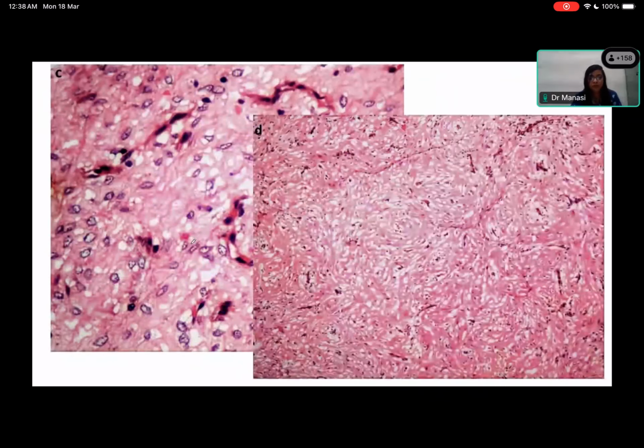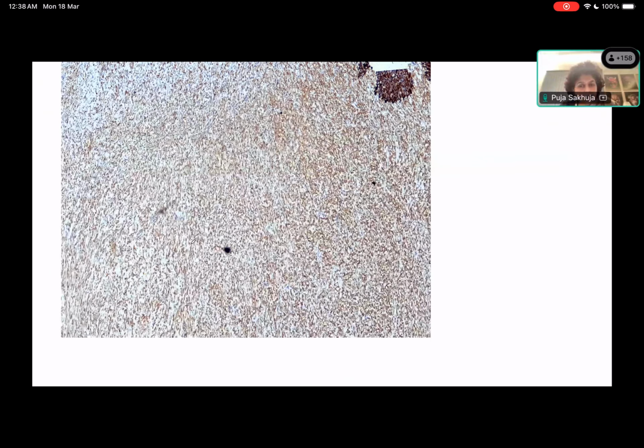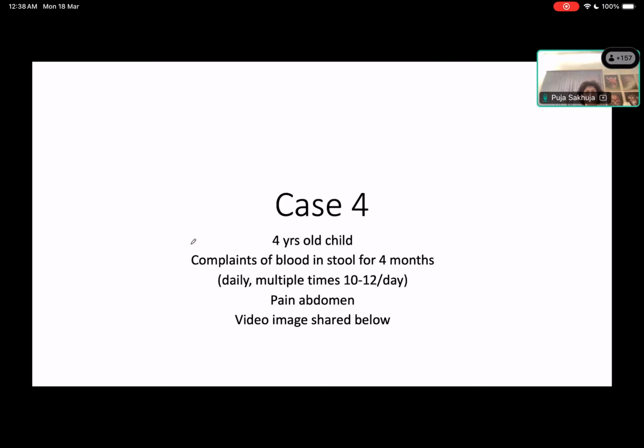Now coming back to case 4. Okay, 4-year-old child with blood in stools for 4 months. This was daily, multiple times, 10 to 12 stools per day, with pain abdomen. And there was a video. You all managed to open the video?